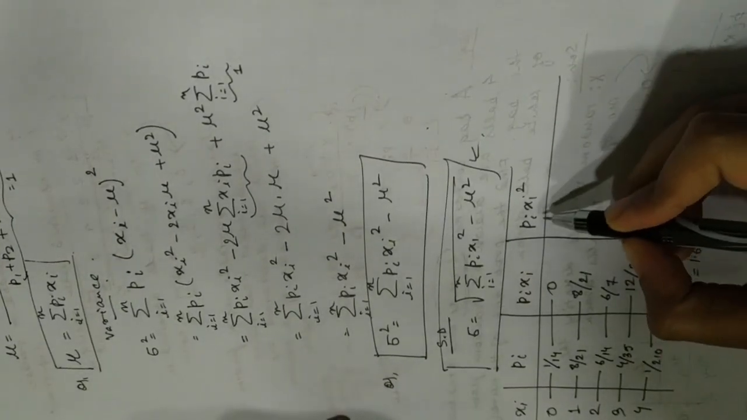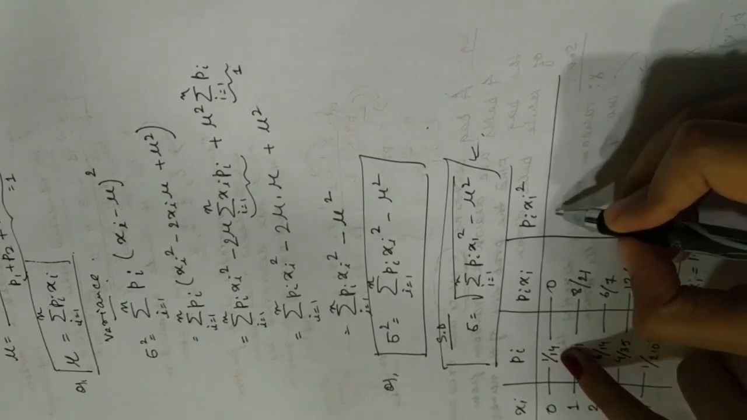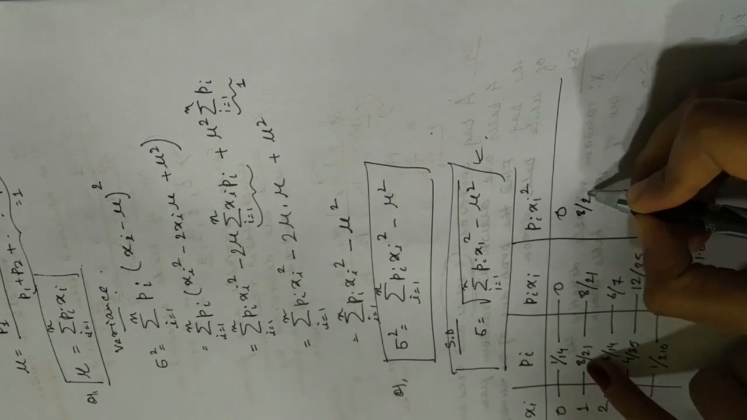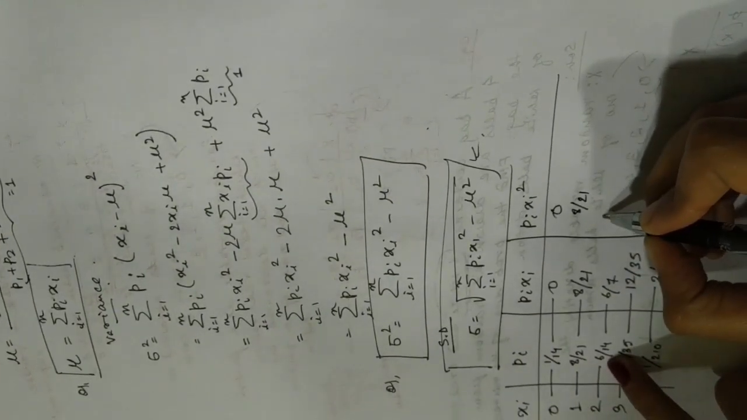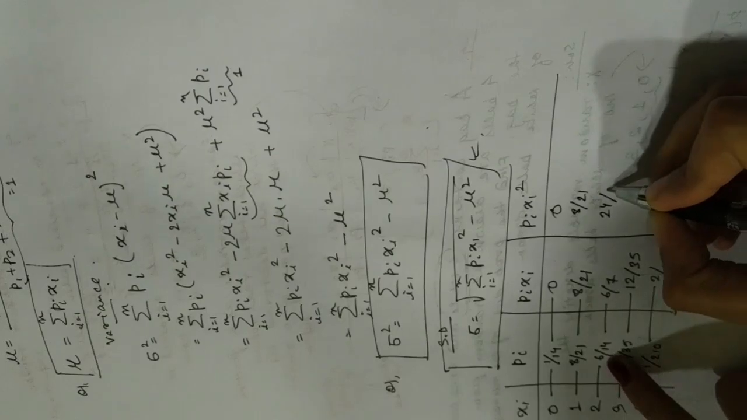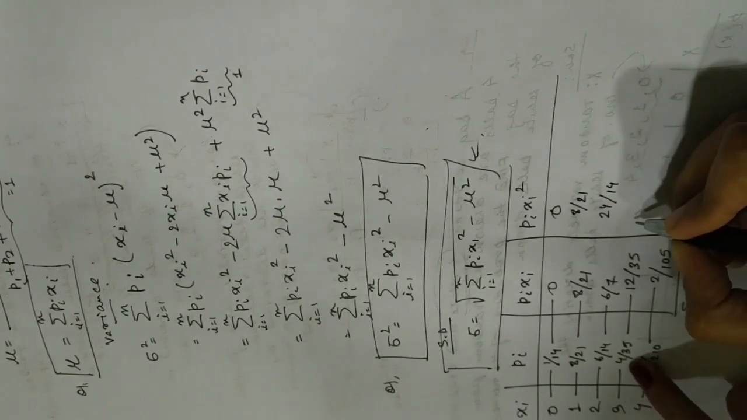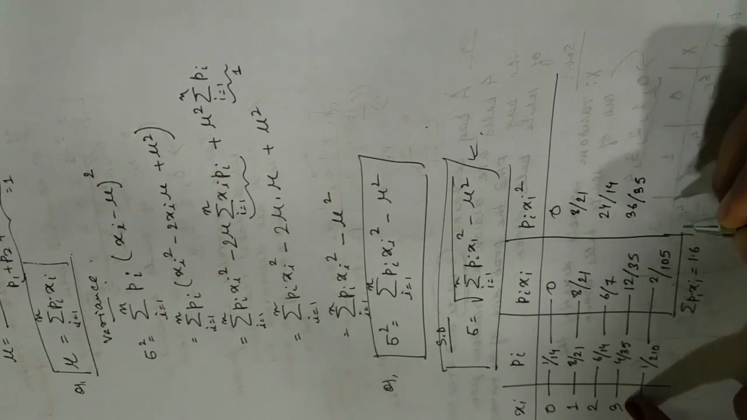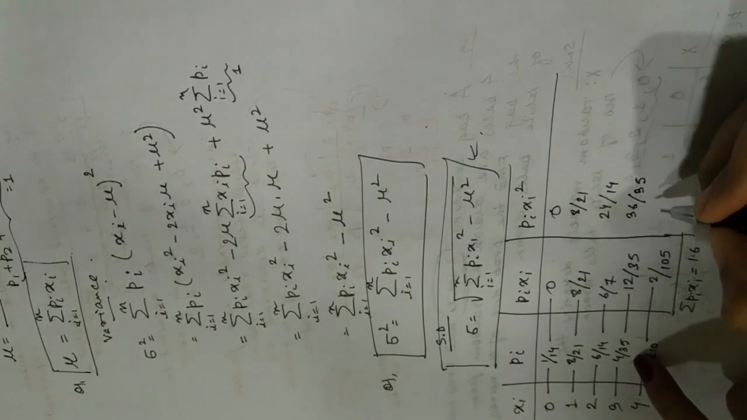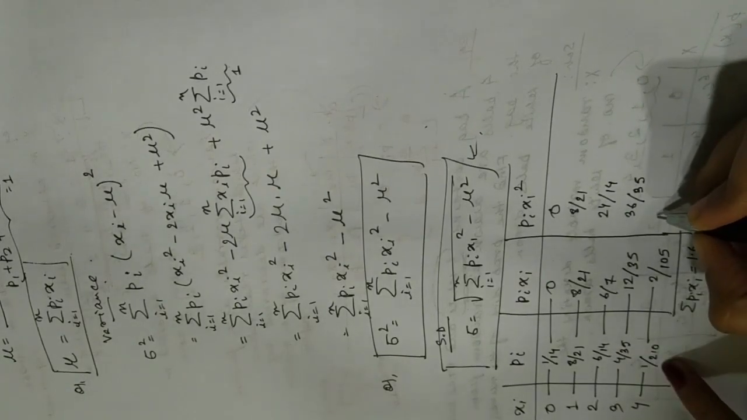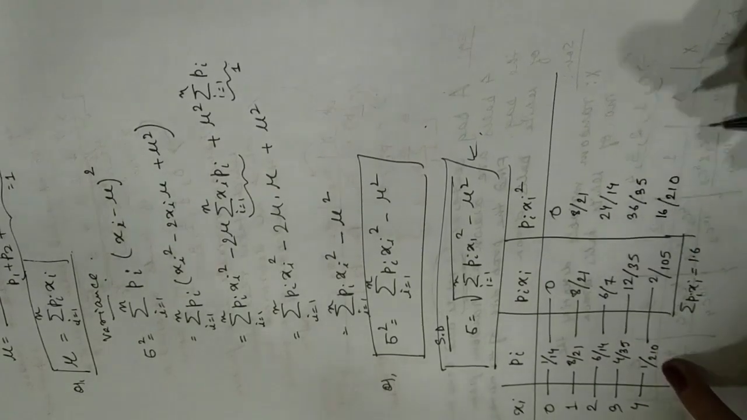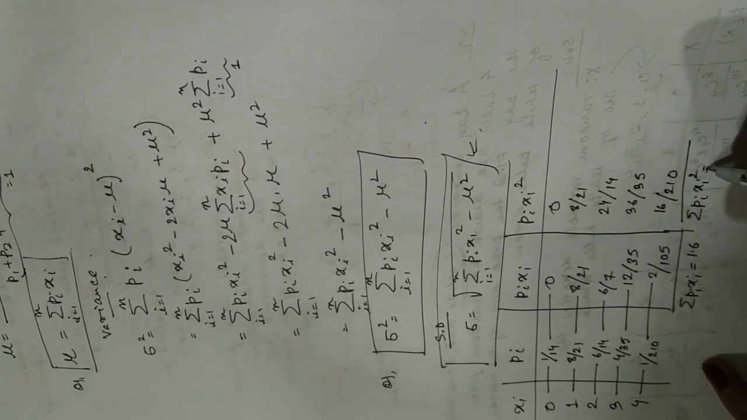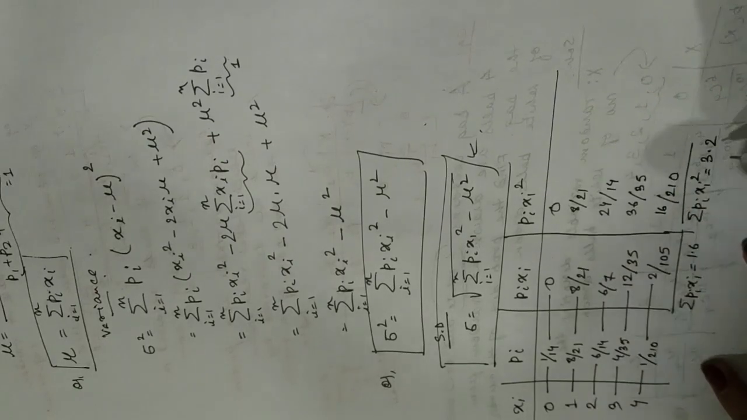Now we need to make a column of pi xi squared. So the first term is 0, the second term becomes 8 by 21. The third term becomes 24 by 14, okay? The fourth term becomes 36 by 35, because you need to square the xi and multiply with pi. And the fifth term becomes 16 by 210. So if you sum up all these, you will end up getting summation pi xi squared equal to 3.2.